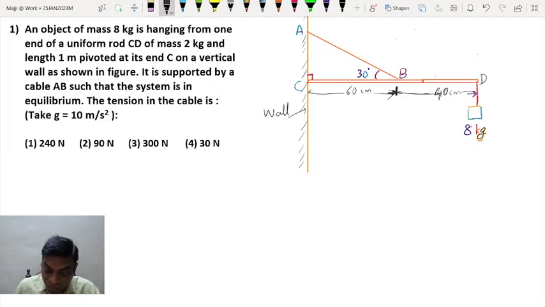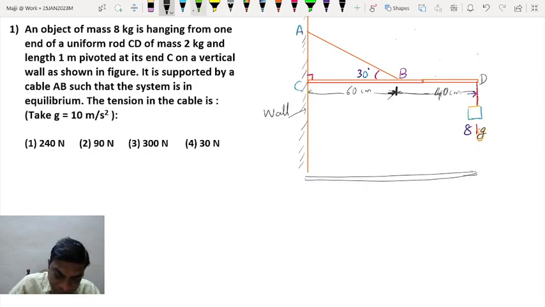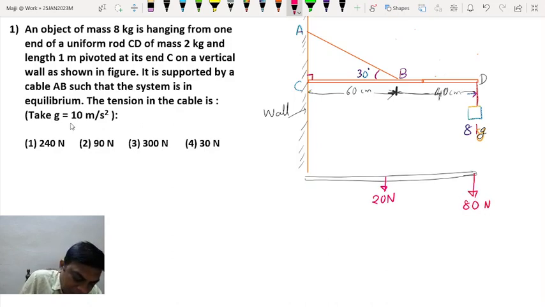Now students, if you draw the free body diagram of the rod, then look at the forces acting there. The weight of the rod is 20 into g. The weight of the 8 kg block is 8 into g. g is 10 meters per second square, so 80 Newton. Then you have the tension in the string. Let us take it as T, which we have to find in the cable.